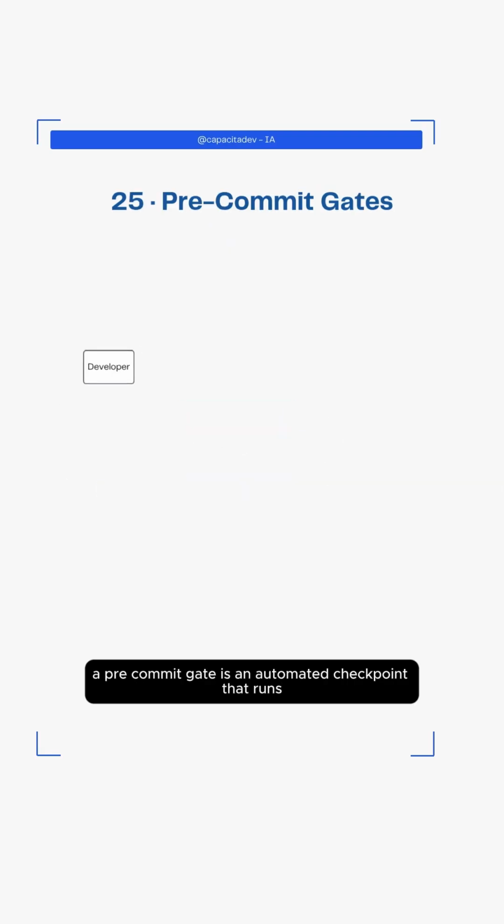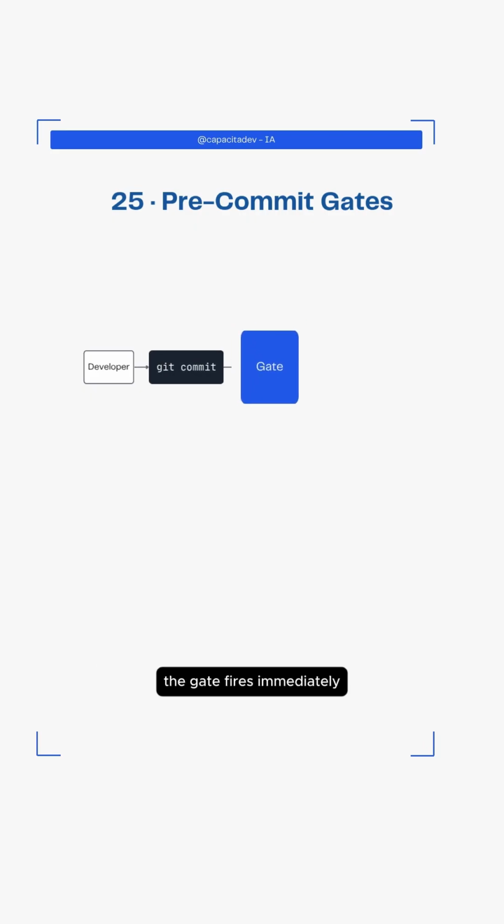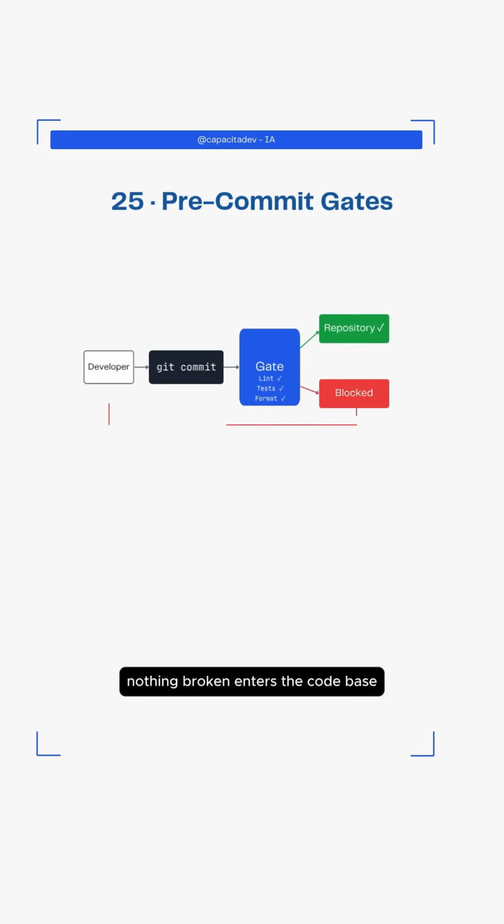A pre-commit gate is an automated checkpoint that runs the moment you try to commit code to the repository. The gate fires immediately: linting, test suites, formatting checks. If everything passes, the code goes in. If anything fails, the commit is rejected. Nothing broken enters the codebase.